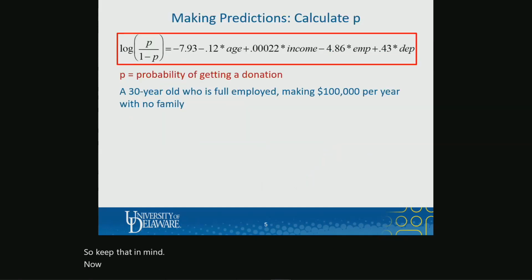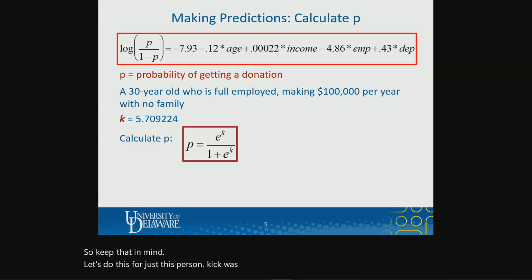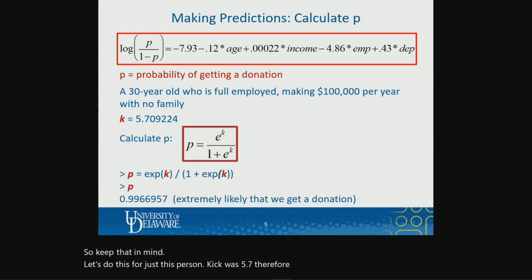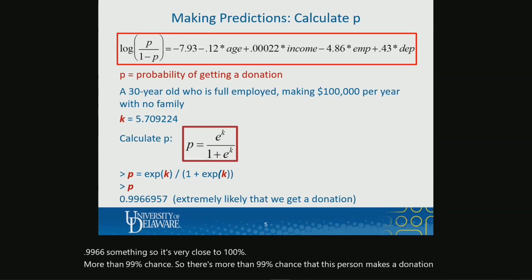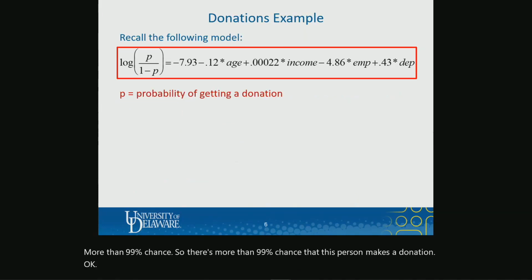Now let's do this for just this person. K equals 5.7. Therefore, P equals 0.9966 something. So it's very close to 100%. More than 99% chance. So there is more than 99% chance that this person makes a donation. Okay. Now let's look at another example.